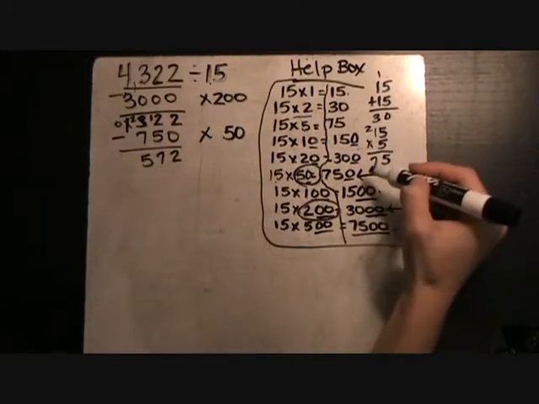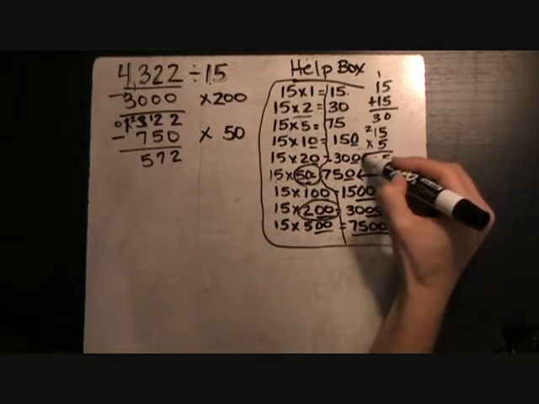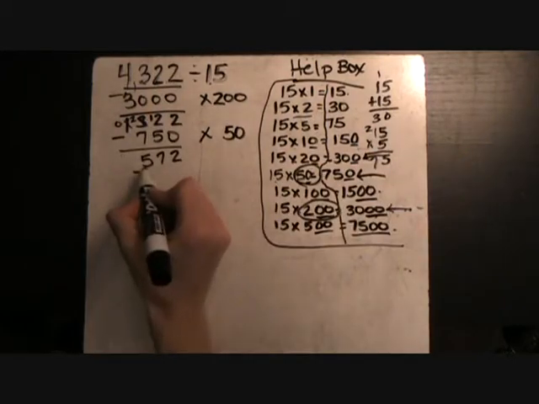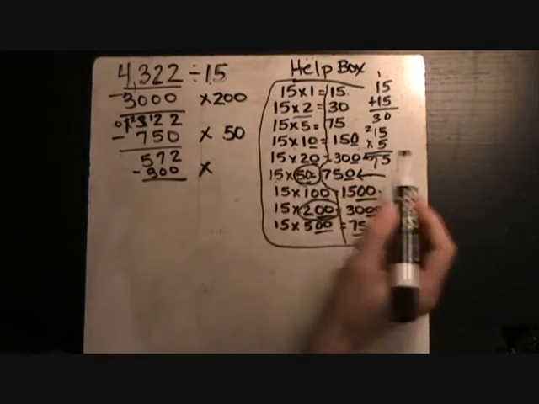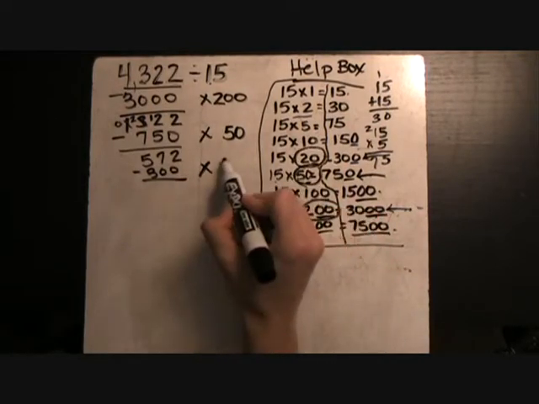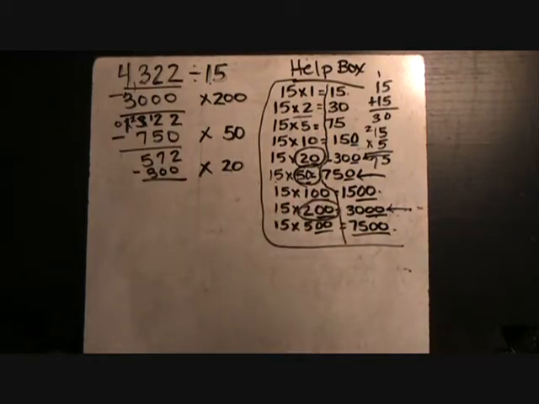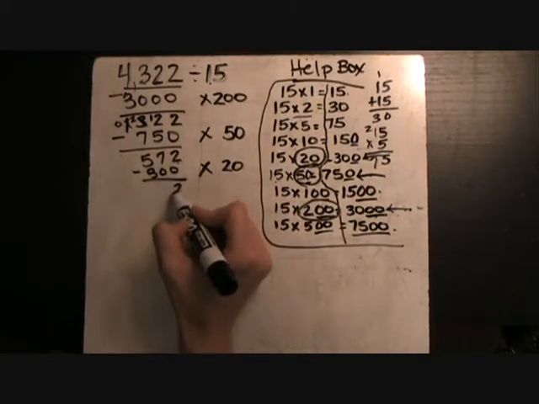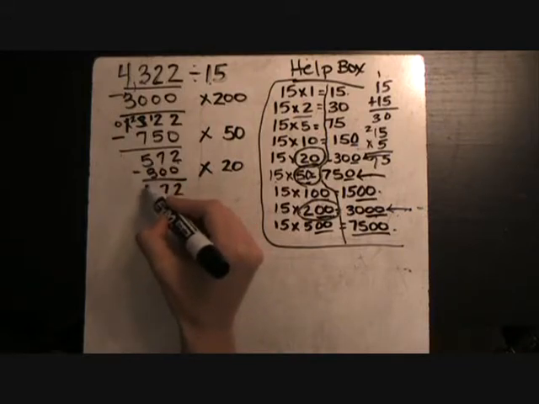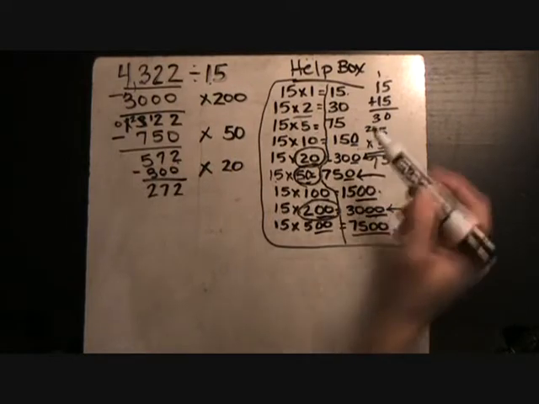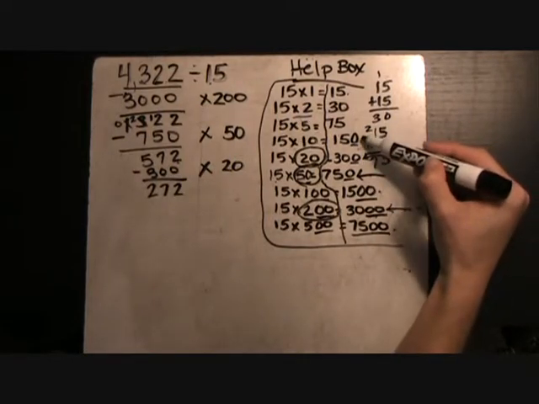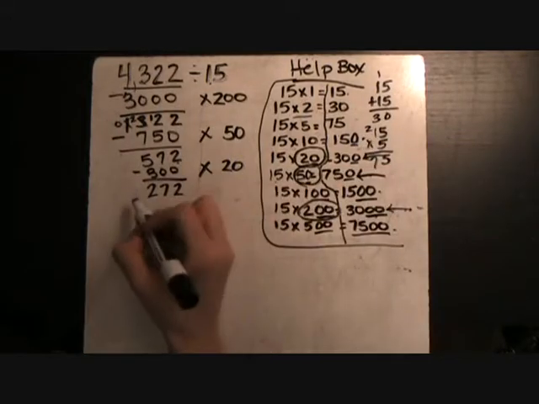572. I cannot subtract 750 from that, but I can subtract 300. So I'm going to write minus 300. And over to the side, 15 times 20 gave me 300, so I'm going to write times 20 over to the side. And I'm going to subtract. 2 minus 0 is 2, 7 minus 0 is 7, and 5 minus 3 is 2. So now I have 272. I cannot subtract 300, but I can subtract 150 from that, so minus 150.